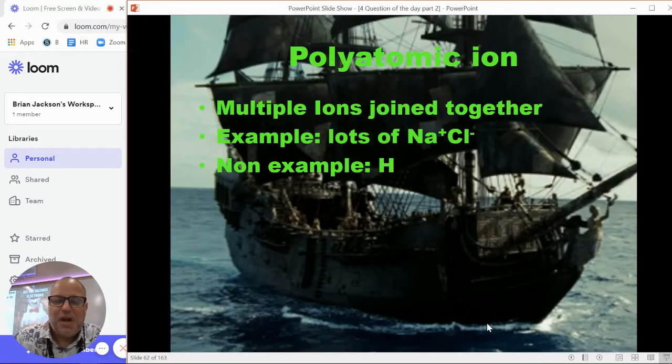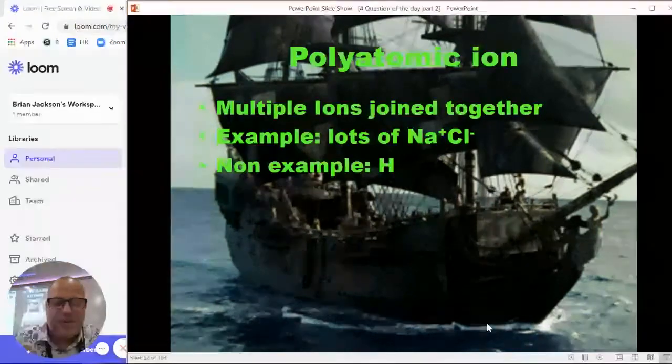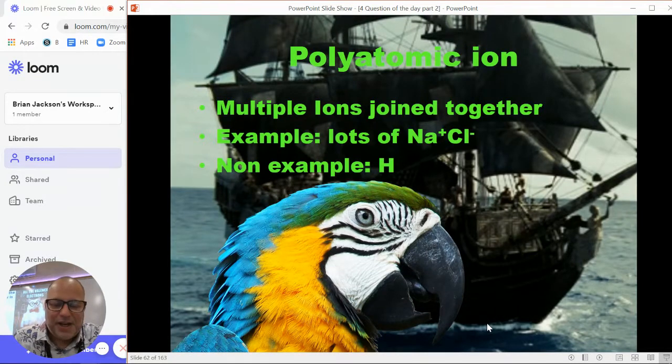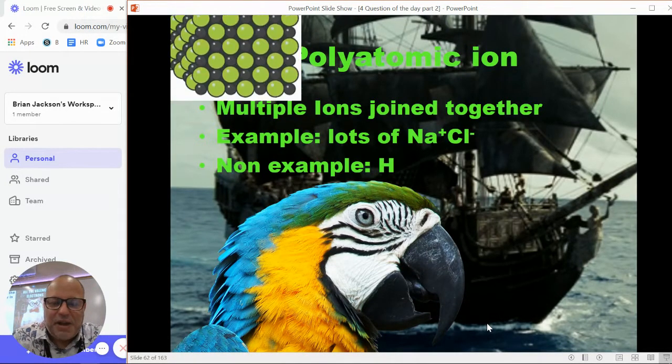I don't know. If you have multiple ones, let's say you have a whole bunch of ions that are all joining together, well, that's what's called a polyatomic ion. So that would be like you have lots of salts combined together, right? Poly, get it? That would be a polyatomic ion.